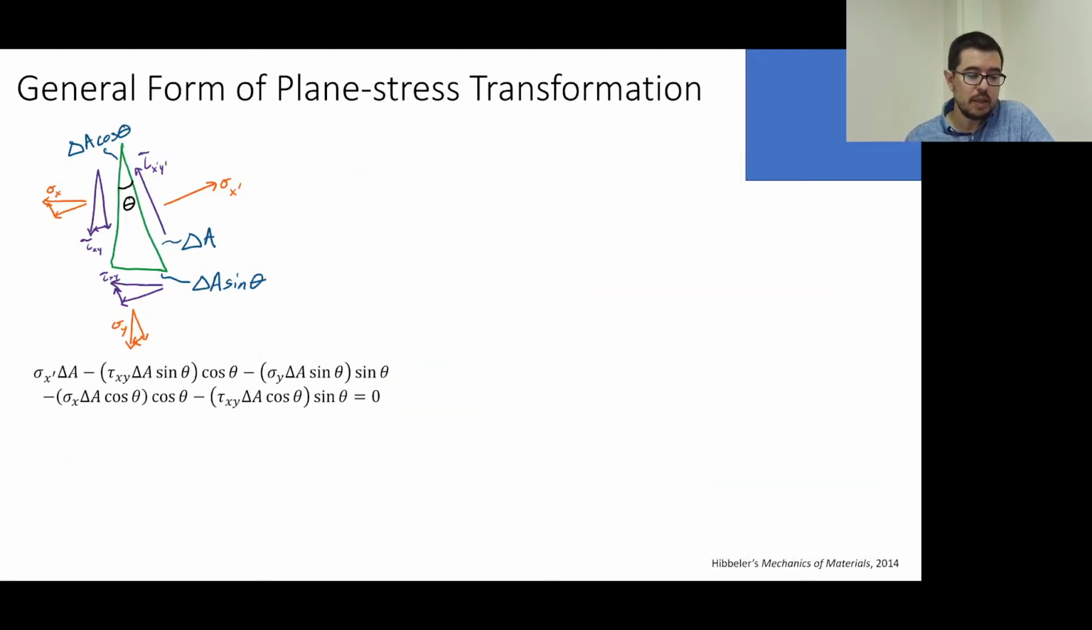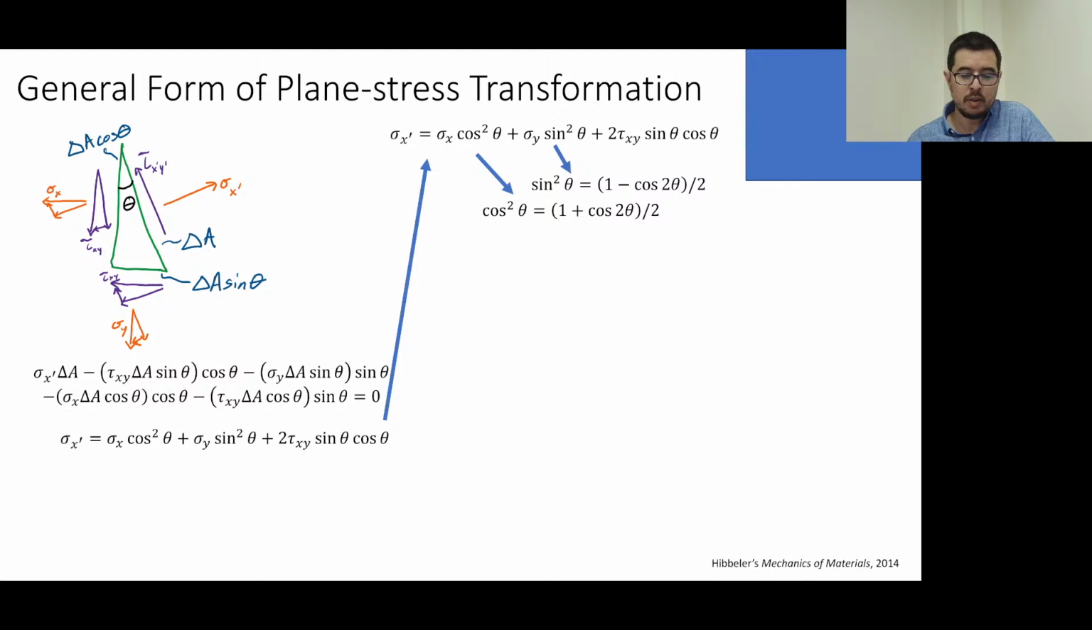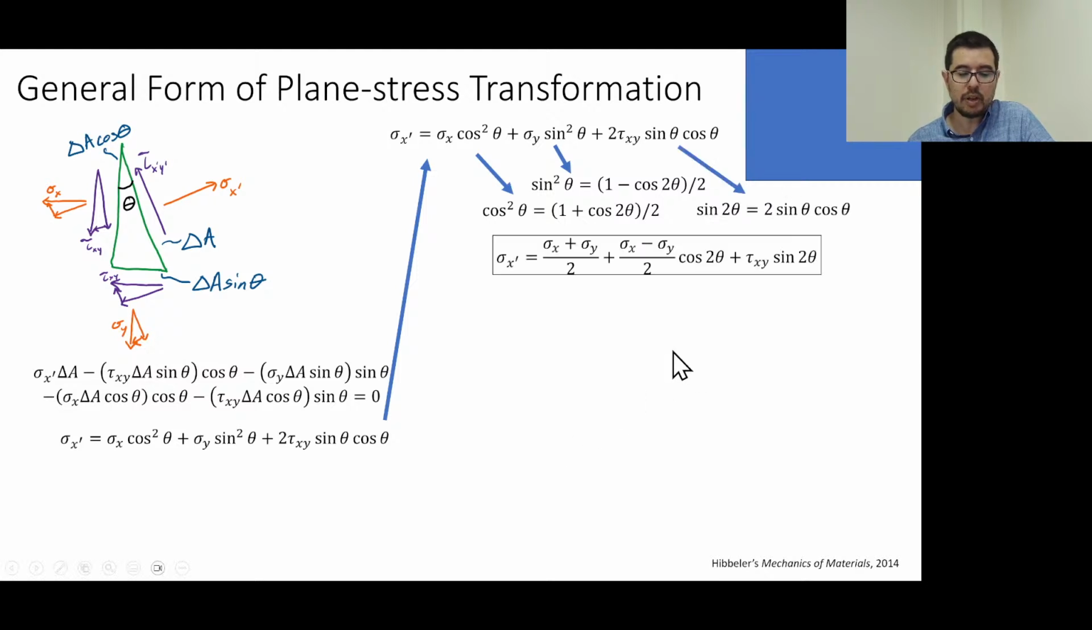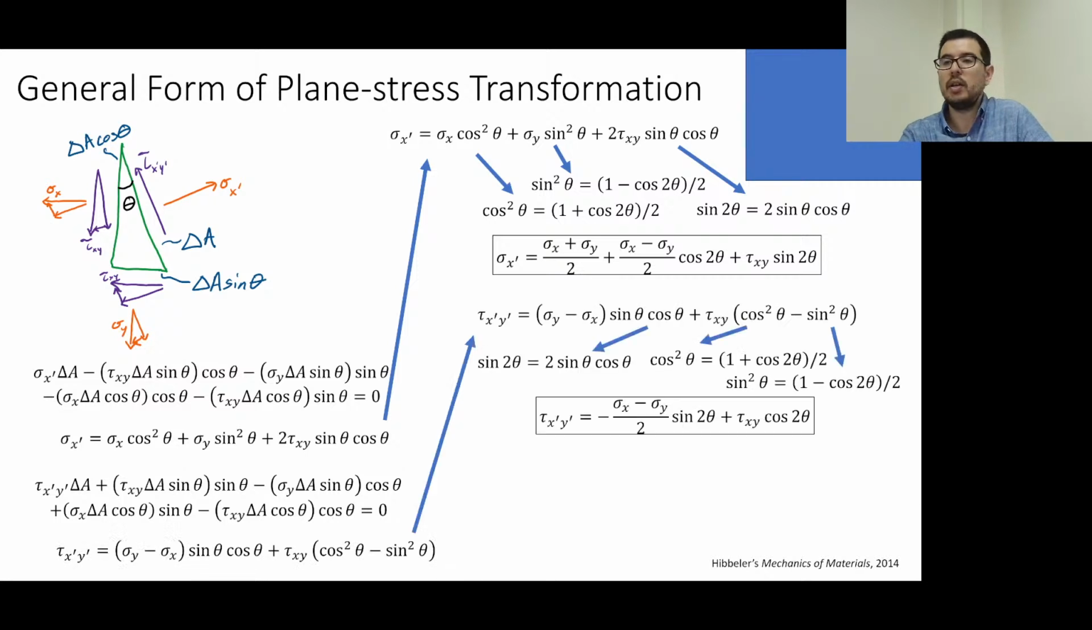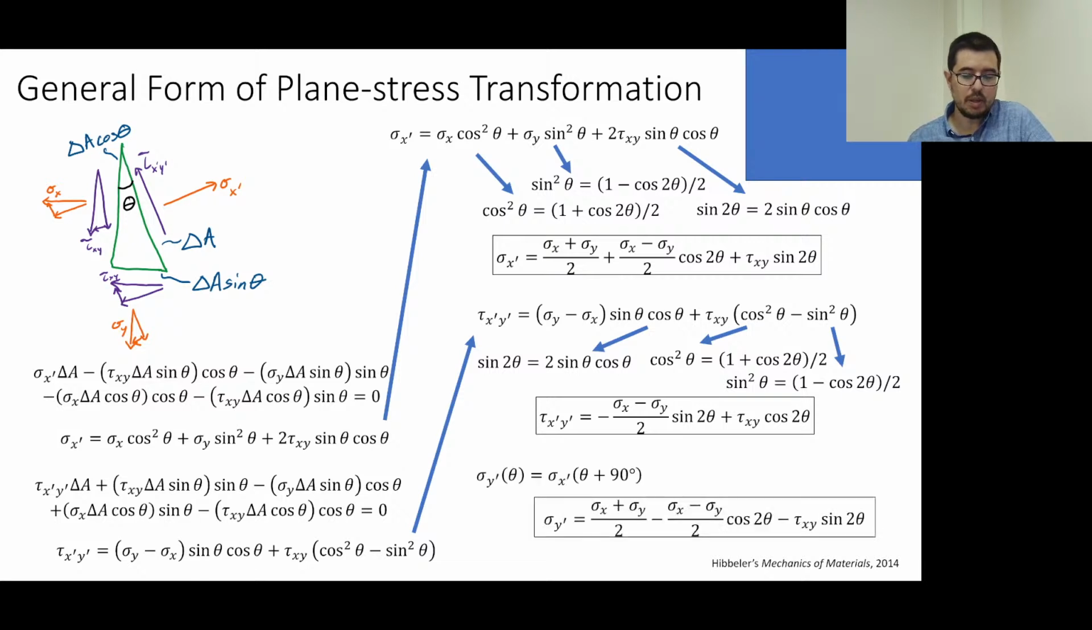Here you go. These are the general equations that we just solved for manually. And then you do some algebra, trigonometry, and voila. You get a sigma x prime equals this big mess. Similarly, you do this, this, this, this, and voila. You get a tau x prime y prime is equal to this. And you can do the same thing for sigma y prime. Or you can think of sigma y prime as equal to sigma x prime with theta plus 90 degrees, because it's 90 degrees from it. And so these are the equations.